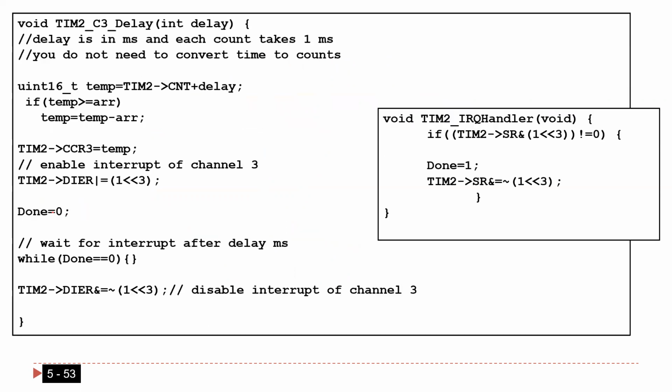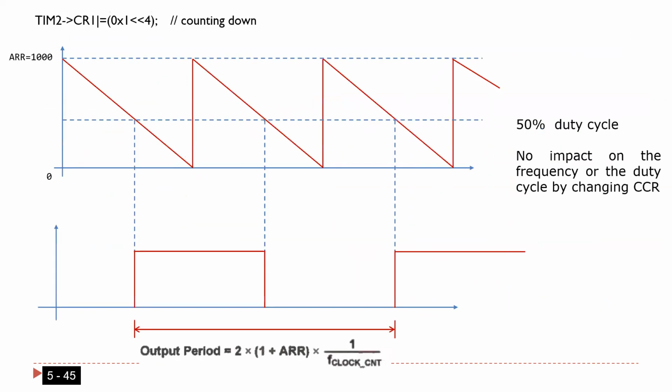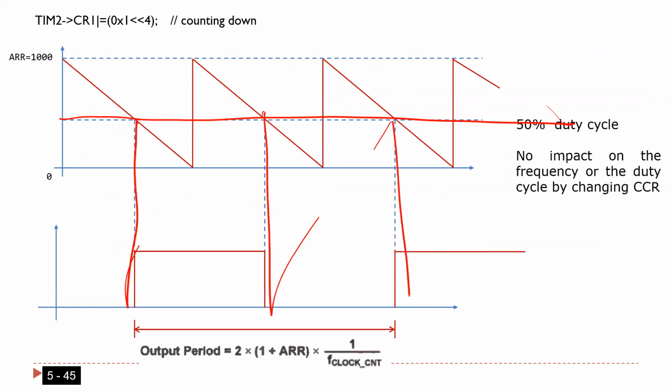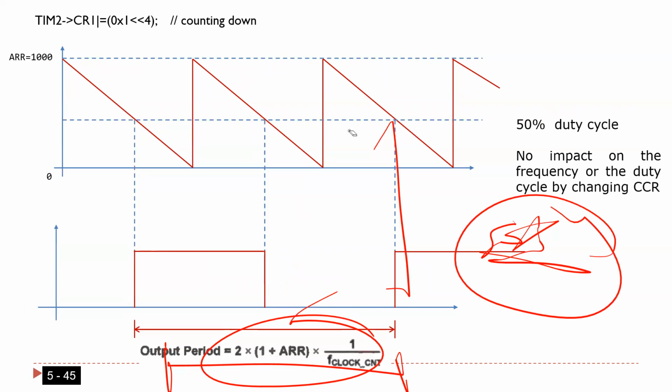Again, it's not what I did before. Just to make it very clear, what I did before, CCR was fixed. Because it was fixed, there was one interrupt here, one interrupt here, one interrupt here. Frequency was fixed. I got 50% duty cycle. I didn't have too much control on the frequency or on the duty cycle. Now I will change it.